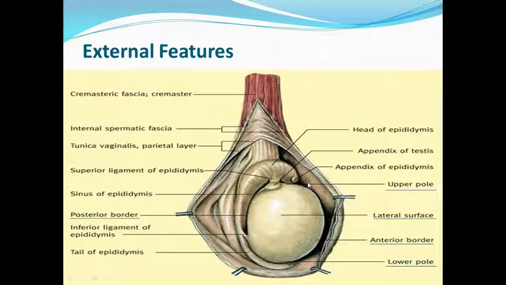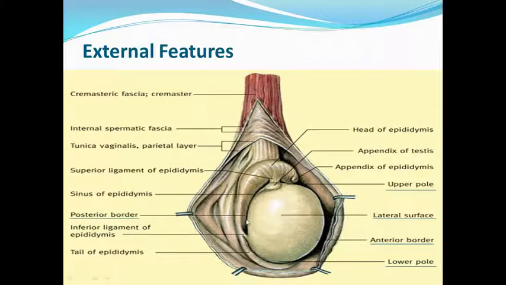Now talking about the upper pole and lower pole, both are convex and smooth, and the upper pole gives attachment to the spermatic cord. The anterior border is also convex and smooth and is fully covered by the tunica vaginalis. In the next slide we will deal with the coverings of testis, and the outermost covering is the tunica vaginalis.